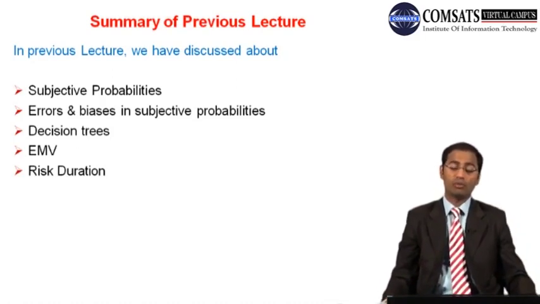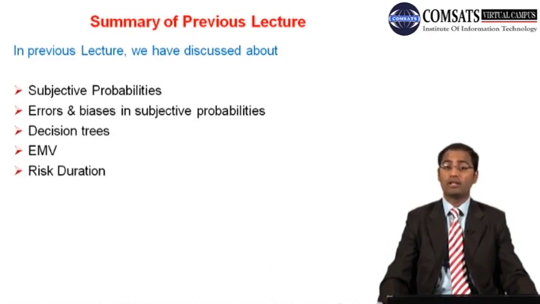And then we talked about other errors and biases in subjective probabilities. We talked about the limitation of the human mind, and people follow this predictable behavior of following rules of thumb. They do not actually try to validate their assumptions, and they do not have the tendency to revisit and calibrate their results.